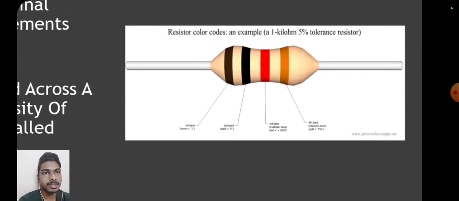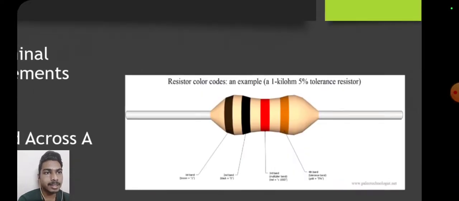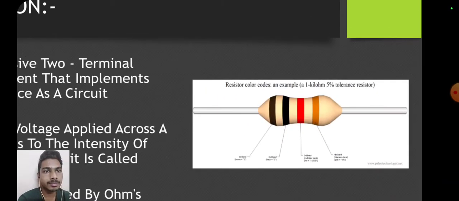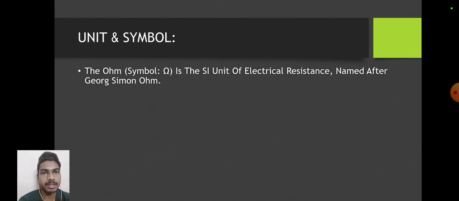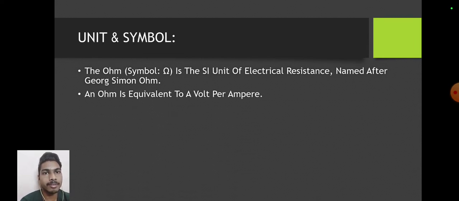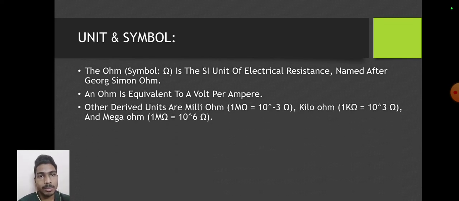So this is the resistor, and these are the color codes. Next one is units and symbols of the resistor. The ohm symbol is the SI unit of the electrical resistance, named after George Simon Ohm. An ohm is equal to a volt per ampere.